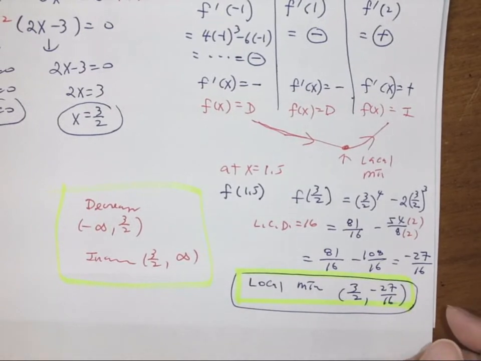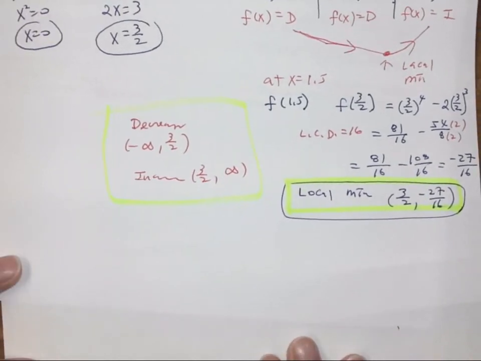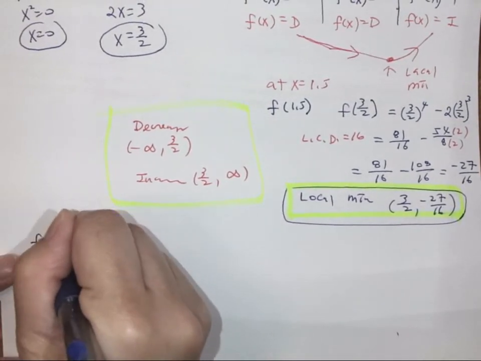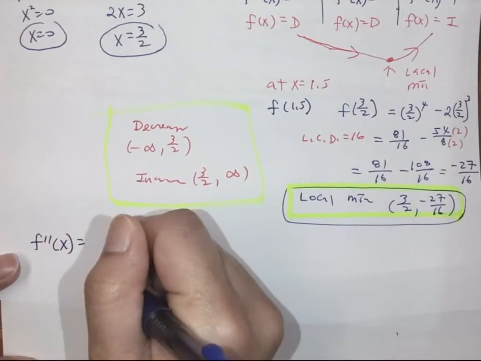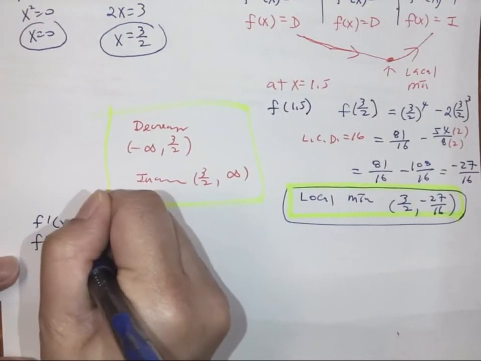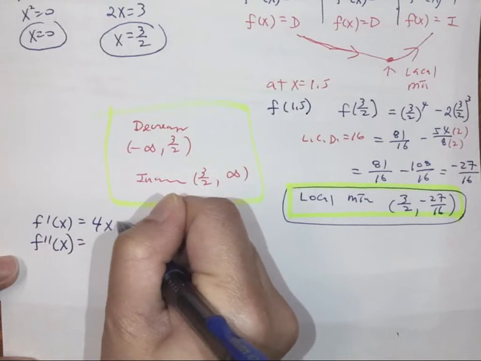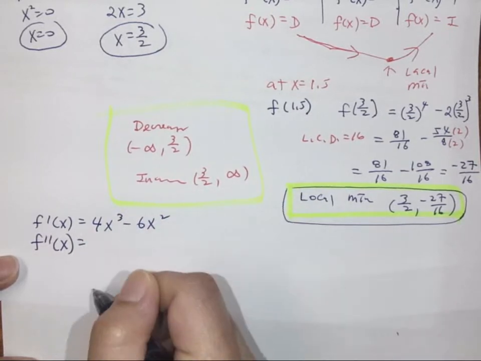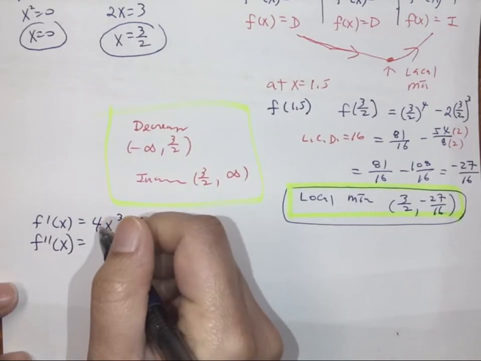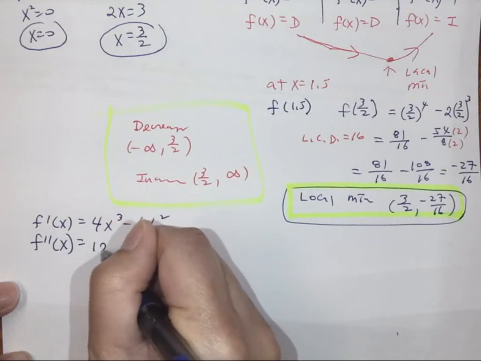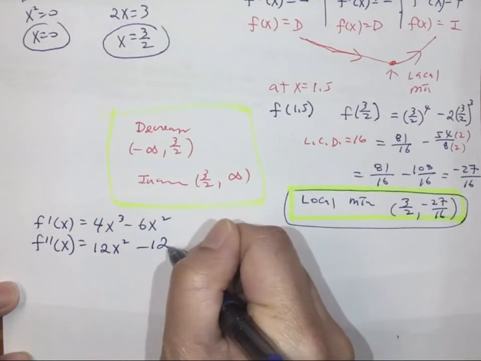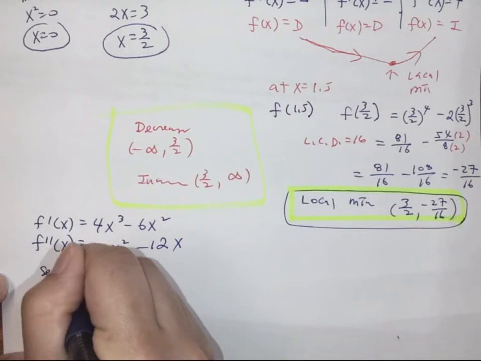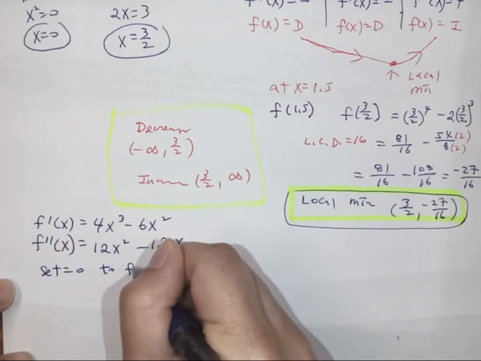And then it also asks for concavity. So if they want to know concave up and concave down, they're going to need to take the second derivative. So the second derivative: f prime of x was 4x cubed minus 6x squared, right? So that would be 12x to the second power minus 12x. And then we need to set it equal to 0 to find the boundary points, right?